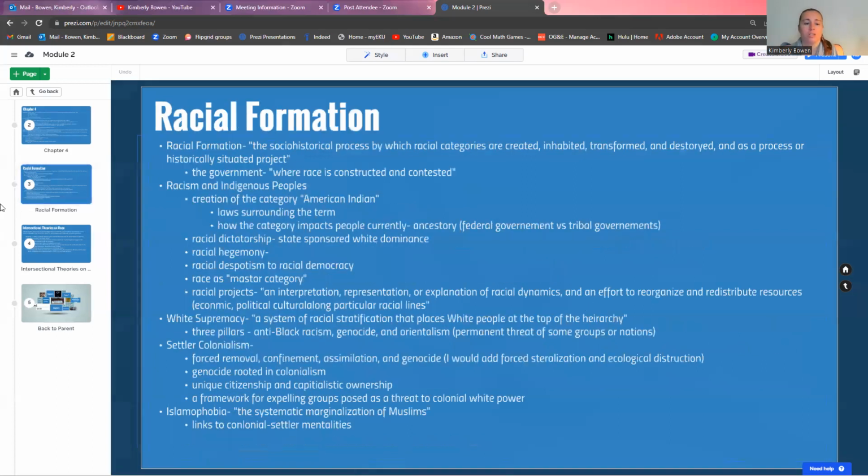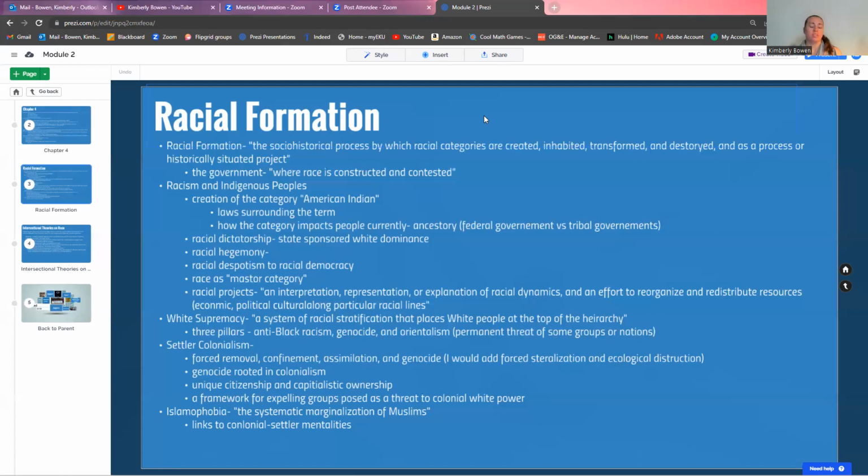All right, so let's move on a little bit. We're going to talk about racial formation, which is just the socio-historic process by which racial categories are created, inhabited, transformed, and destroyed as a process of historically situated projects. So, right, this is essentially society makes different categories of race. And we talked about this a lot when we talked about that long history lesson, right? So where Irish immigrants fit into that, where Black people fit into that, where people who were of mixed race will fit into that. And we're going to talk about that a little more in one of our other lectures when we get into talking about the census, because it's a really good indicator of what society is thinking when it comes to racial categories. But we'll get into that a little more in that lecture.